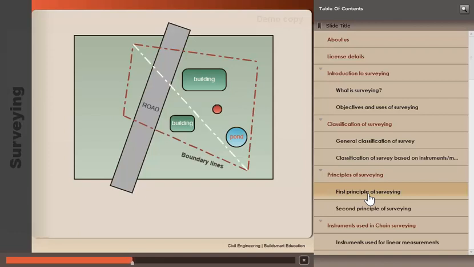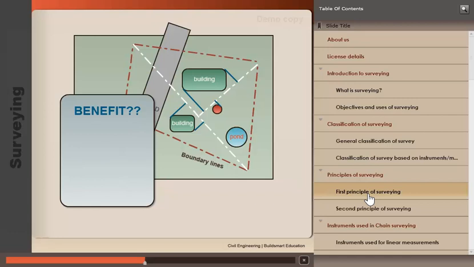Then we run other lines inside the area. We keep on dividing the area into smaller regions, preferably triangular regions. The points of importance can then be measured from these lines as shown. Now consider what we have done here. We worked from the outside to the inside of the area. That is exactly what the first principle of survey is.